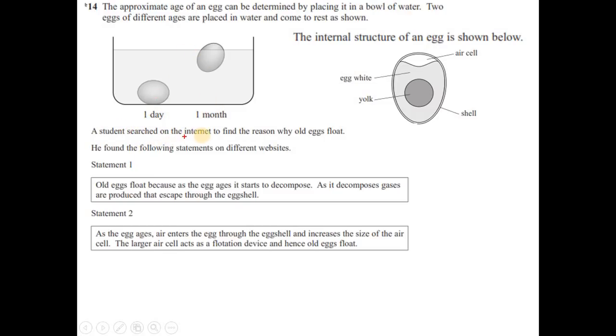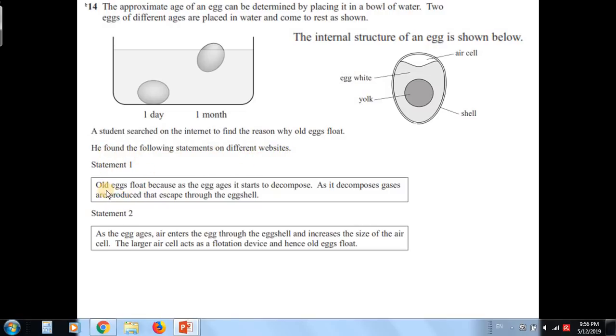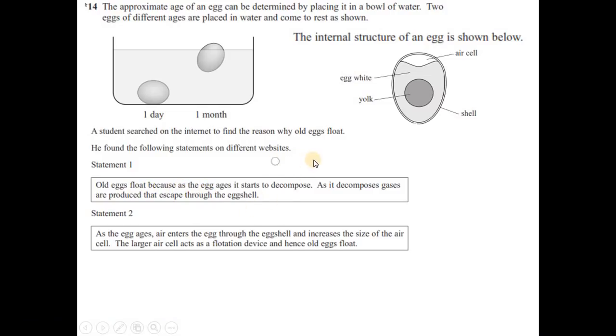A student searched on the internet to find the reason why old eggs float. He found the following statements on different websites. Statement 1 is, old eggs float because as the egg ages, it starts to decompose. As it decomposes, gases are produced that escape through the eggshell.